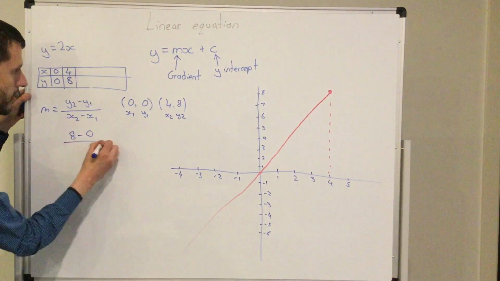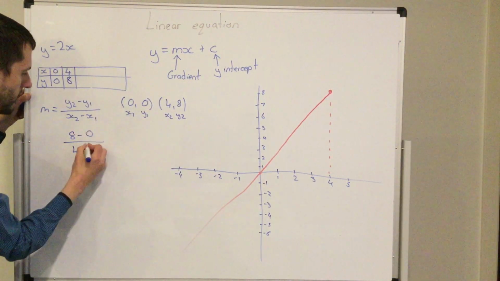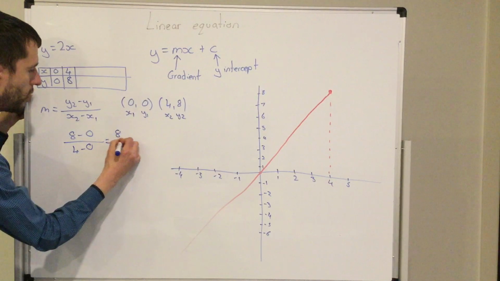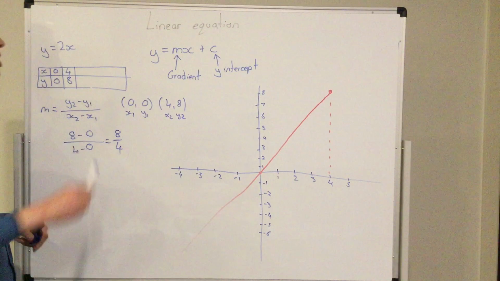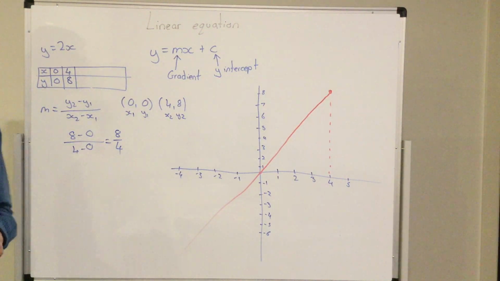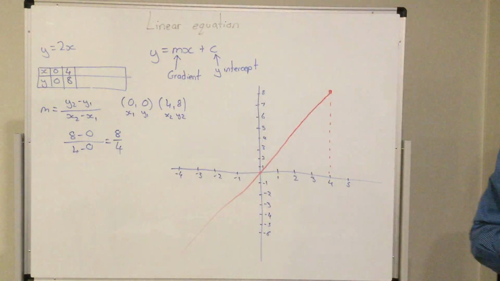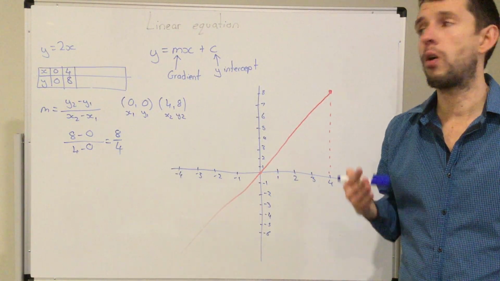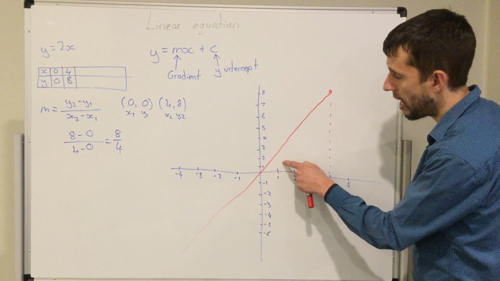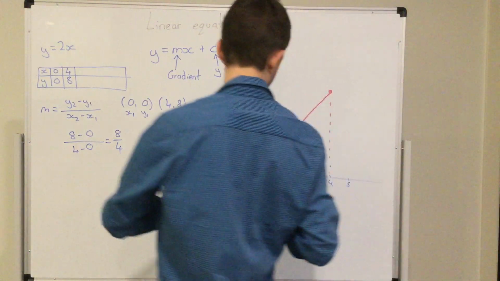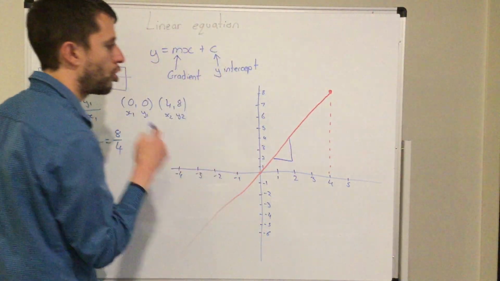8 take 0, divided by 4 take 0, which equals 8 divided by 4. 8 divided by 4 is, wow, I just got 2, and 2 is my slope. That 2 just means, it's like me saying 2 is the same as 2 over 1. So for every 1 that I go over, I'm jumping 2 spots.